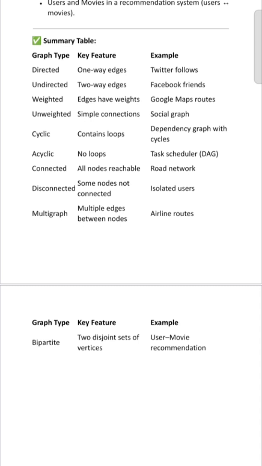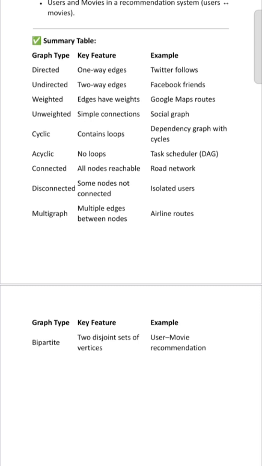Third is weighted. The feature is edges having weights, and the example for that is Google Maps routes. So next type is unweighted, that is simple connections, like a social graph, as we see on websites. So next type is cyclic. It contains a loop: starting from one node, it comes back to the same node. Example for cyclic is a dependency graph with cycles.